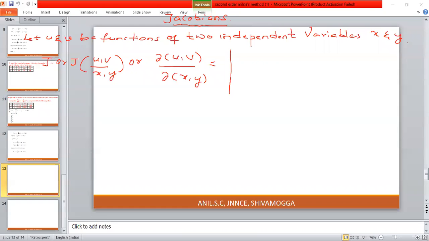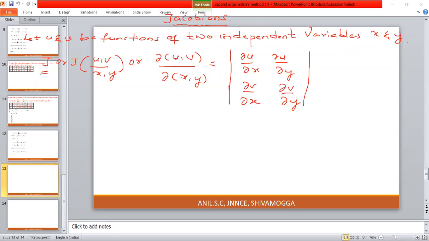the determinant whose first row is del u by del x, del u by del y. And the second row is, now take this v, del v by del x and del v by del y. This is the determinant: del u by del x, del u by del y, del v by del x, del v by del y. This is called Jacobian.